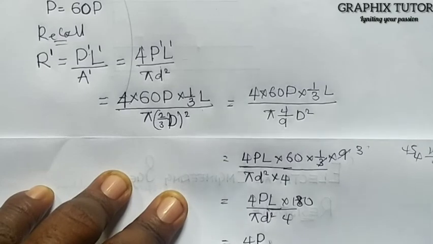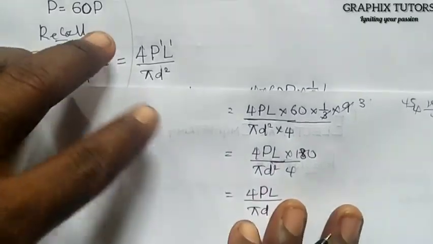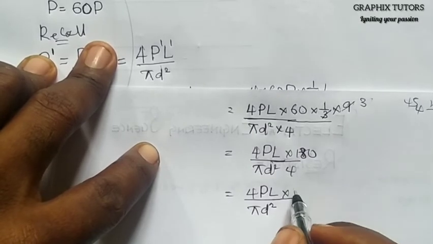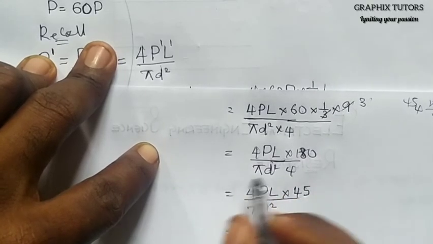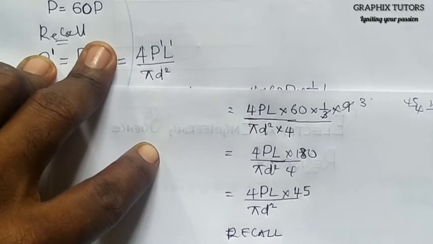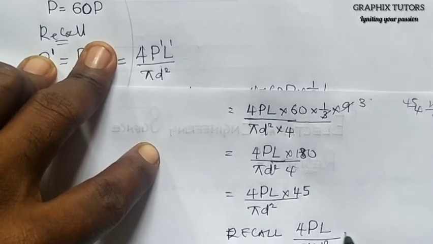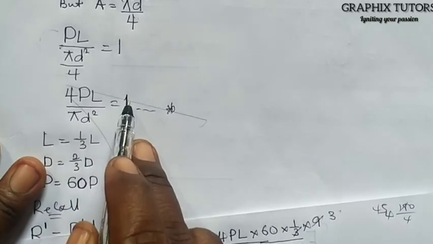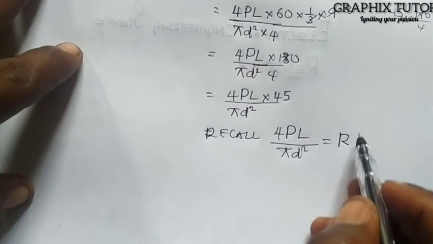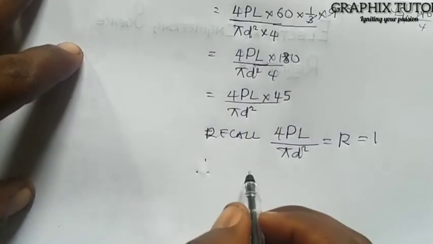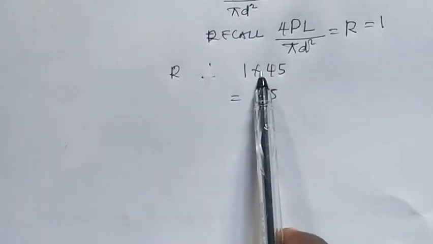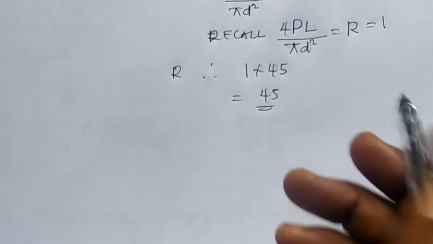So we have 4 rho L over pi d square times 45. Now recall, 4 resistivity times L over pi d square will give me R. If you look at what we did in the beginning, it gives me R, and that is 1. So therefore my resistance will be 1 times 45, which gives us 45 ohms.